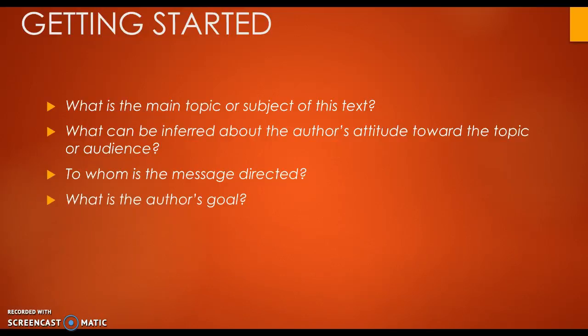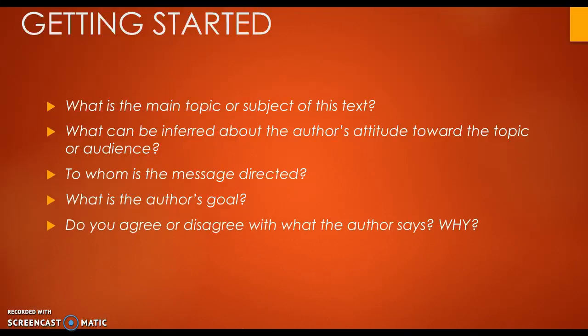And what is the author's goal? Where is his or her thesis statement? Mark that, highlight it, color it, whatever you need to do, and give your reason in the margin. Do you agree or disagree with what the author says? Why? If you see a statement that you agree or disagree with, note it in the margin and state why you agree or disagree. There's a reason for everything.